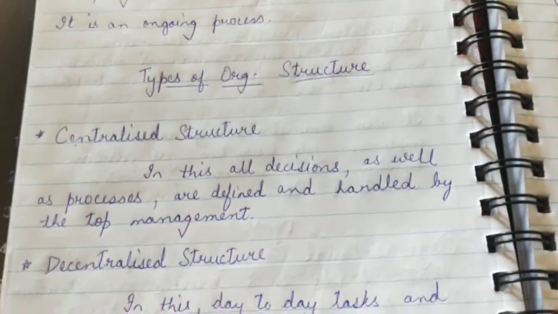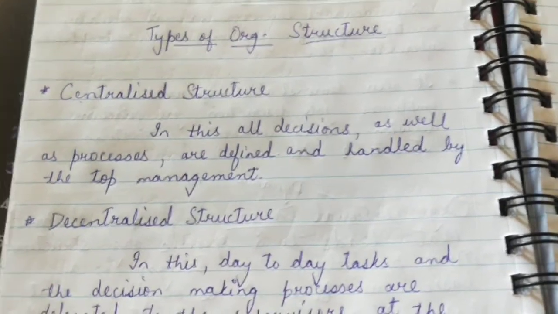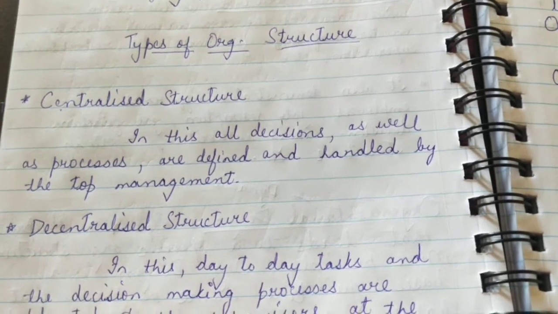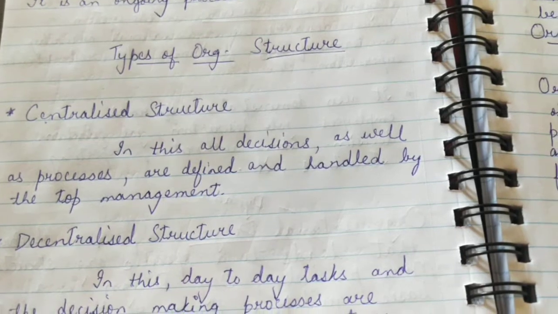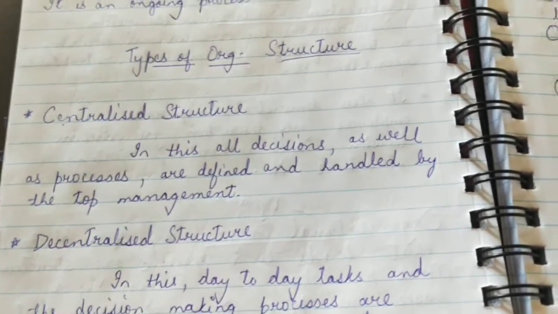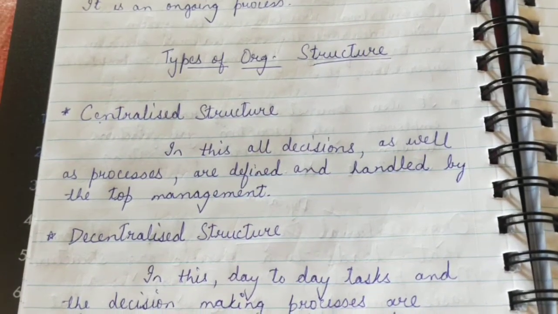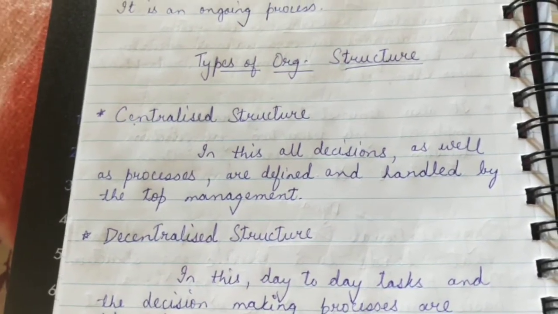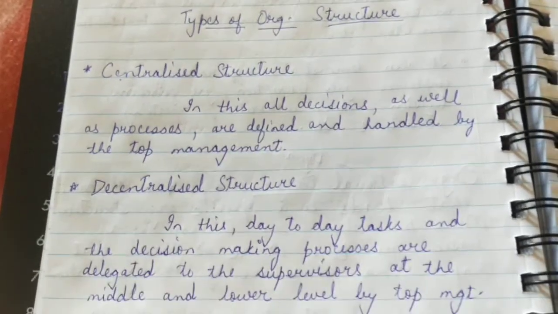Now it is of two types, centralized and decentralized. Centralized, as the name suggests, we've read it in the Fayol principles. It's like in this, all decisions as well as processes are defined and handled by the top management. The authority is centralized basically, and all the supervisors or subordinates, middle level, lower level, they report to the top management. Top management has the highest authority.